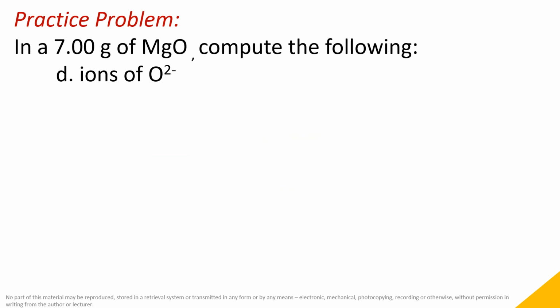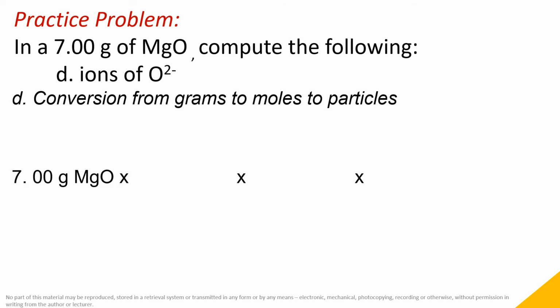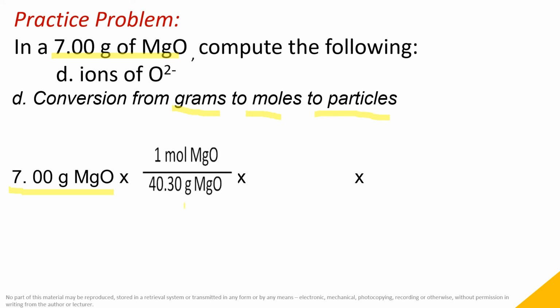Now let's move on with getting the number of ions of oxygen in every 7-gram sample of magnesium oxide. In order for us to do that, we're going to get the conversion from grams to moles to particles. So the first thing that we have to do is to write our sample, which is 7 grams, multiplied to the number of moles. So in every 1 mole of magnesium oxide, there are 40.30 grams. Then, we're getting the number of moles of oxygen in every 1 mole of magnesium oxide, which is both 1.